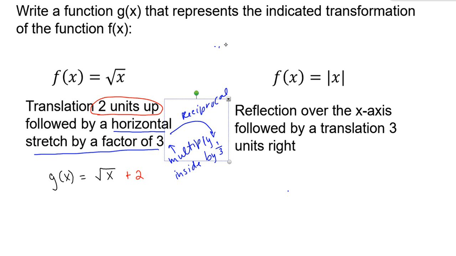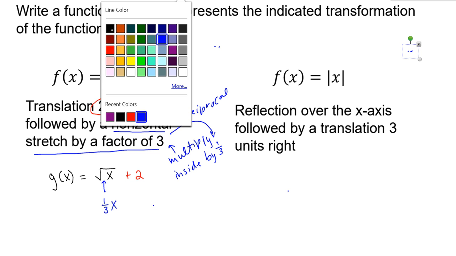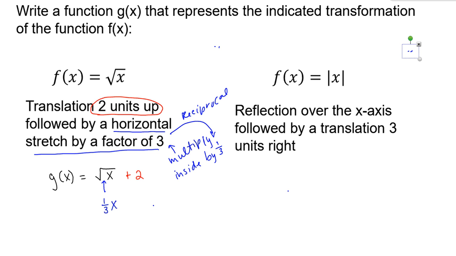Just kind of get your brain in this setting that says if it says horizontal, something's going to be backwards. Something's going to be different than what I would think it is. So now right inside here, instead of just x, it's going to say 1/3 x, and then everything else is going to stay as is. It's still going to have a square root over it. Still got this plus 2 out in front, and then it's called g of x. And you can leave it just like that.